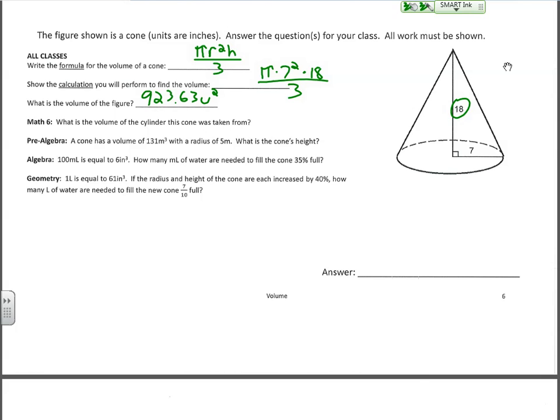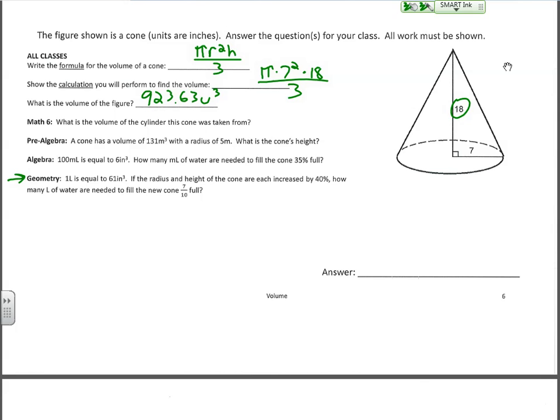Oh, I did that in the last video for pre-algebra 2. It's not units squared, it's units cubed. Okay, there are no units provided, so it's just units, in this case volume units cubed. And then for geometry, 1 liter is equal to 61 cubic inches. So for every 61 cubic inches of volume, you can fill that space with 1 liter of water.